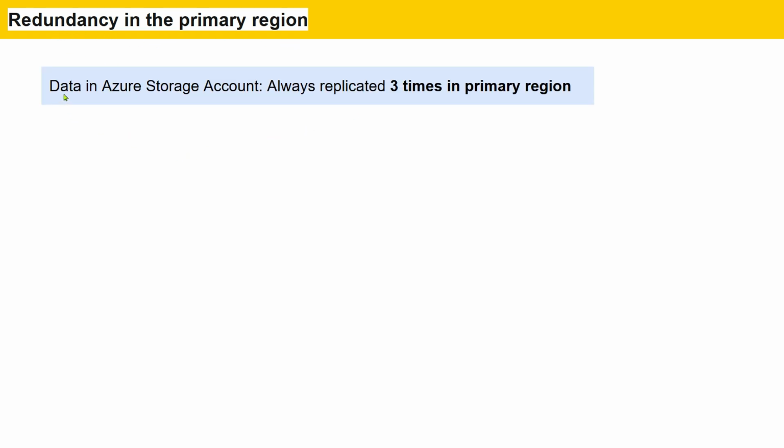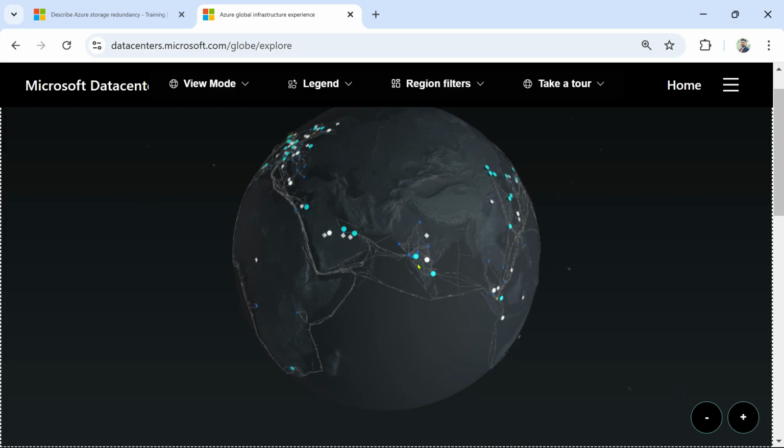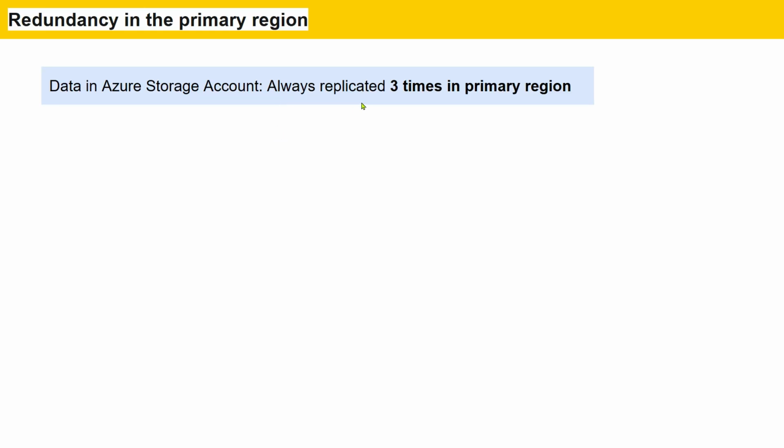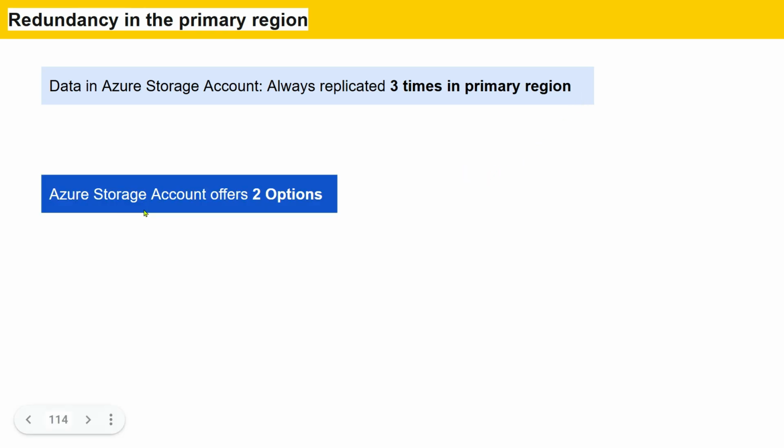Let's see. Data in an Azure storage account is always replicated 3 times in the primary region. Remember this point, a very important point. For example, my primary region is Central India, a region with availability zones. Pune is the location where this Microsoft data center is, so this is my region. The rule says it is always replicated 3 times in the primary region. Always 3 times.